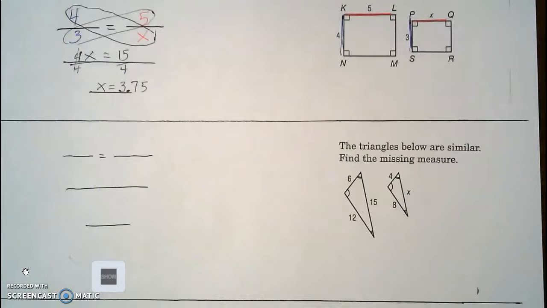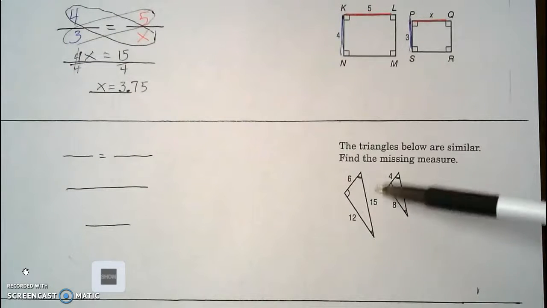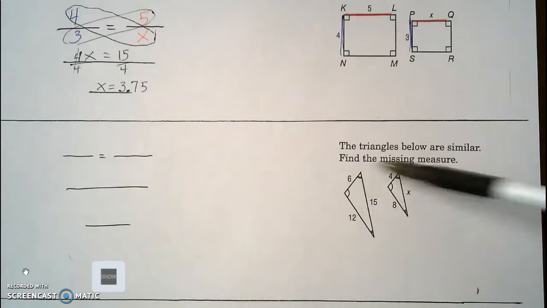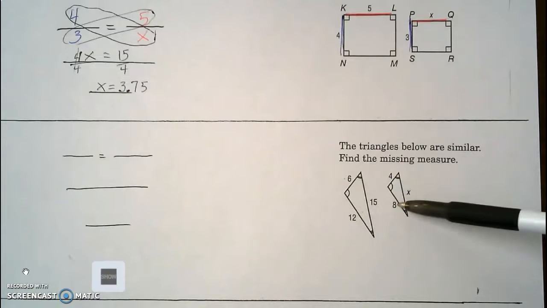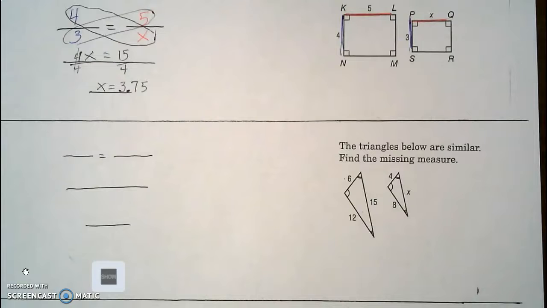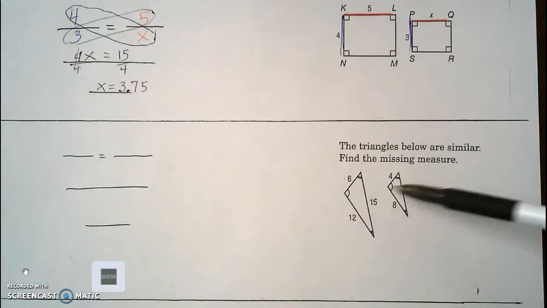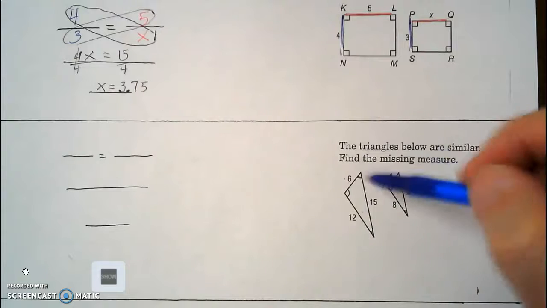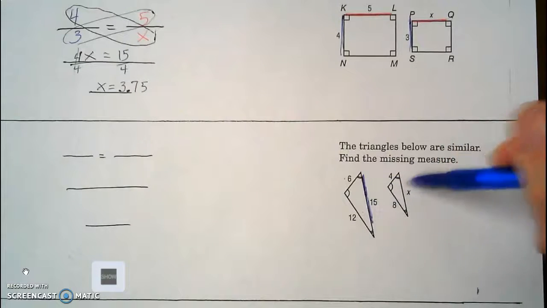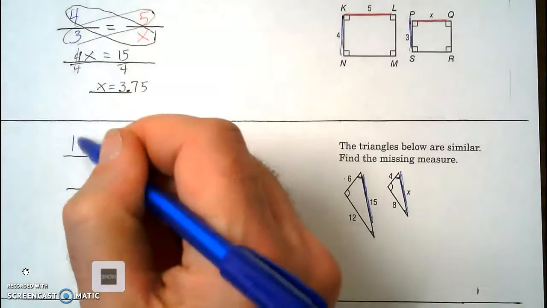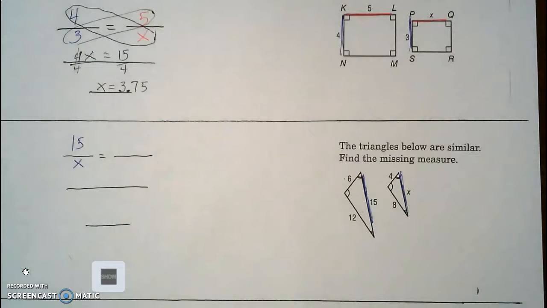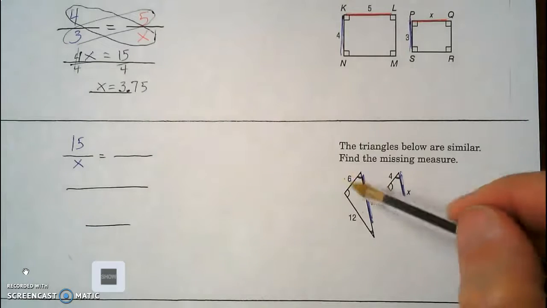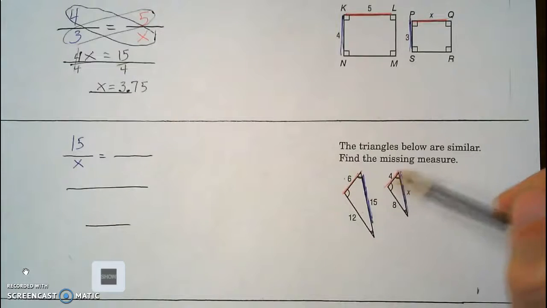So let's see. I always have to use the side that has the variable. Okay, I can't go 6 over 4 equals 12 over 8. I mean, that would give me a proportion, but it doesn't help me find the missing side. So I have to use 15 over x. So I'll mark that one in blue. 15 over x. Now I can pick. I can either put 6 over 4 or I can use 12 over 8. It won't matter. Okay, I'm going to use 6 over 4.